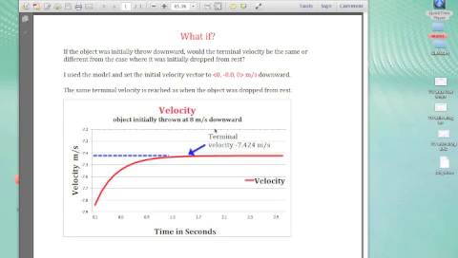The object was initially thrown downward. Would the terminal velocity be the same or different from the case where it was initially dropped from rest? In this, I used our Python model where we had the drag coefficient B times the velocity squared. We set the initial velocity vector to 8 meters per second downward, and we ended up recording the same terminal velocity, 7.424 meters per second, as we did when it was dropped from rest. So we had some good agreement.